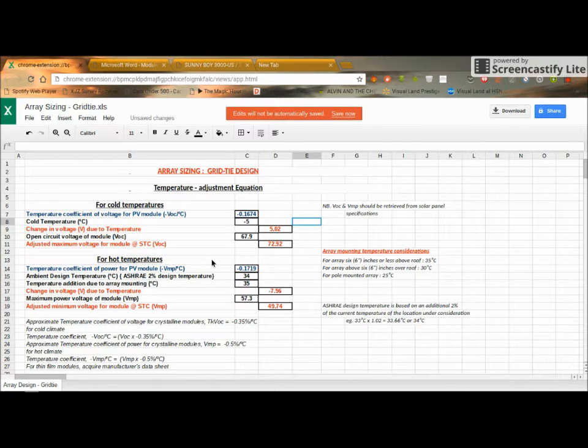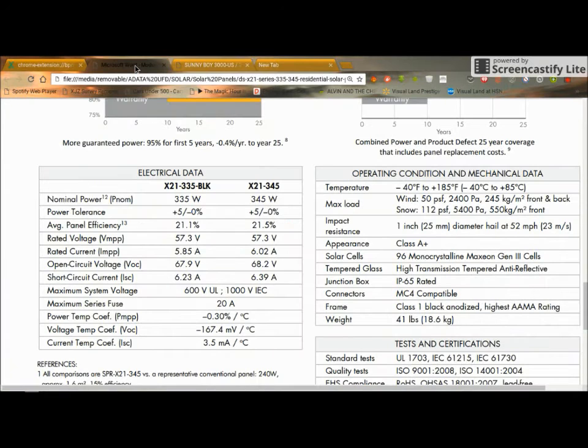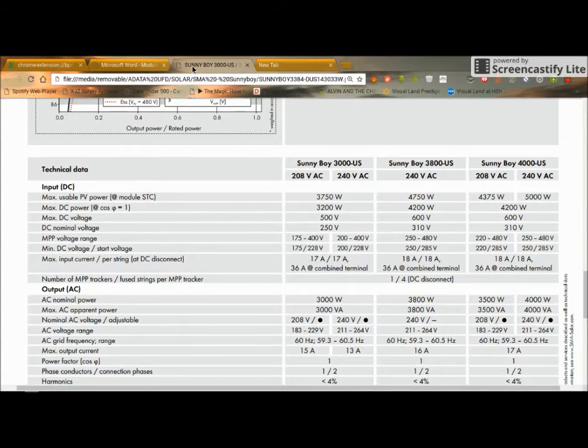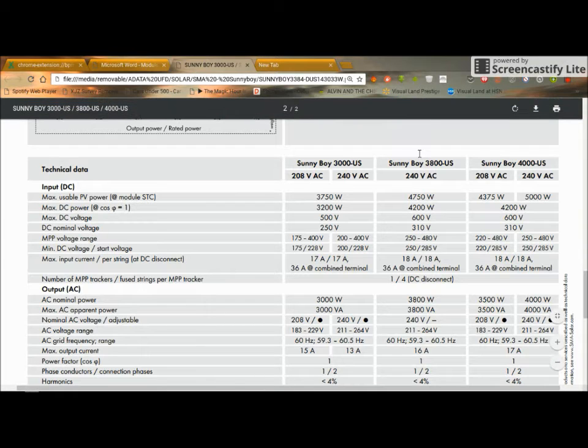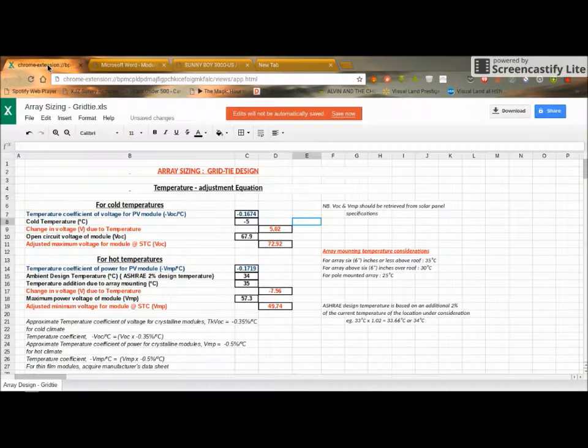For this particular example that you're looking at, and if you notice I've already inputted the figures, the examples will be taken from electrical data from a SunPower X21 335 black module or solar panel, and the inverter that we'll be using, for example, is the Sunny Boy 3800 US 240 volt inverter. So let's go back to our template.